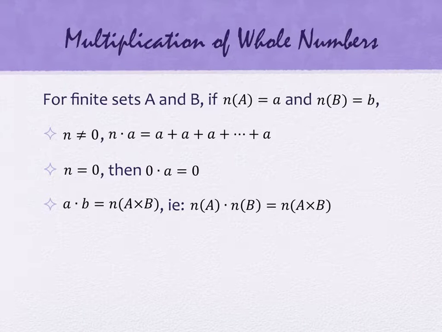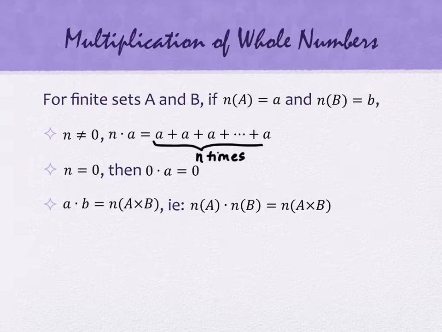So to start with, multiplication of whole numbers. For finite sets A and B, if the number of elements in set A is little a, and the number of elements in set B is little b, n does not equal 0, then n times A would be A added together how many times? N times. Okay, so this idea that multiplication is simply repeated addition. And if we do have n equal to 0, then 0 times A by definition is 0. We're defining it that way.